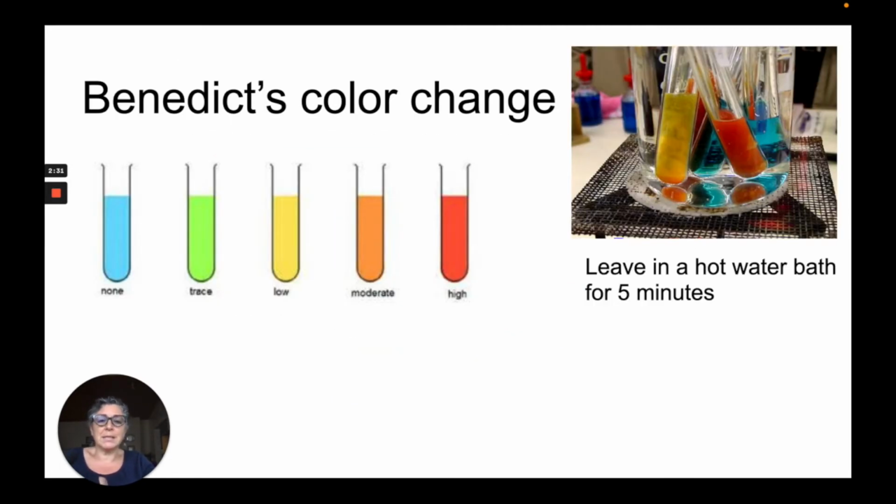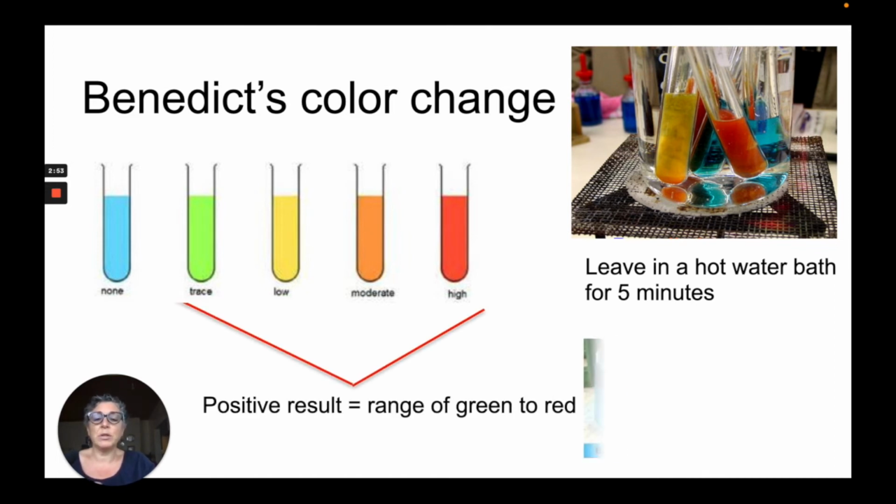So the Benedict's color change. What you do is you expose the solution in question, or the food in question, dissolved in water, and then you would expose it to the Benedict solution. You would just put some Benedict solution into the test tube, and then you would leave it in a hot water bath for about 5 to 7 minutes.